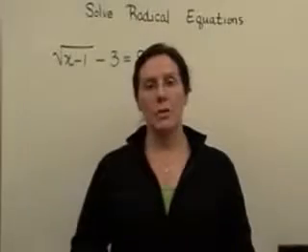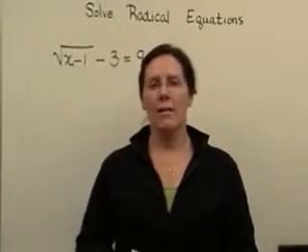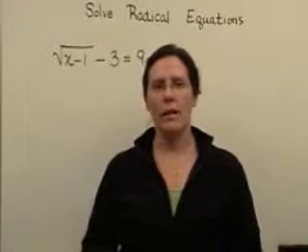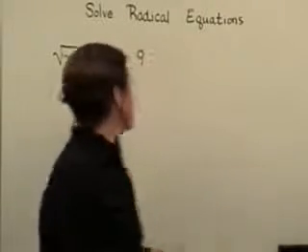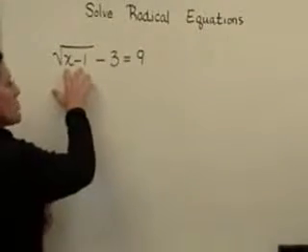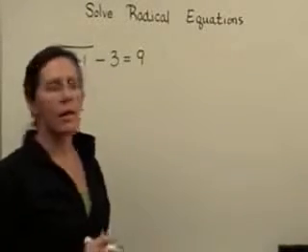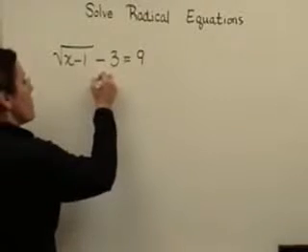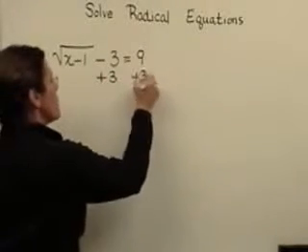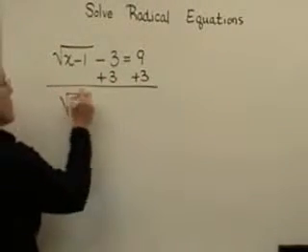I only want to use the principle of powers property when I have a radical alone on one side. And so the next problem that we're going to look at has this radical expression with a -3 with it. I've got to get the square root of x minus 1 alone, and to do that I'm just going to add 3 to both sides to begin with to make that happen.